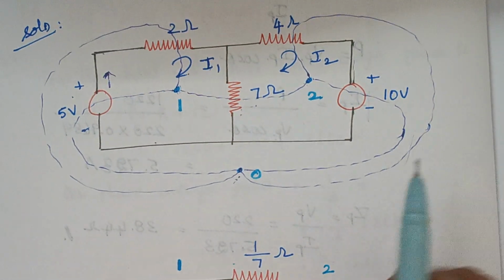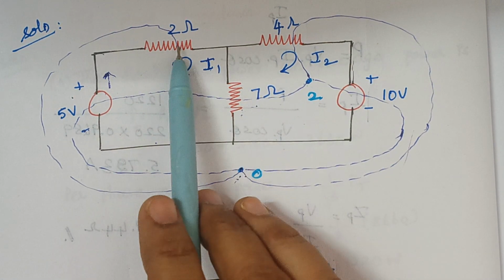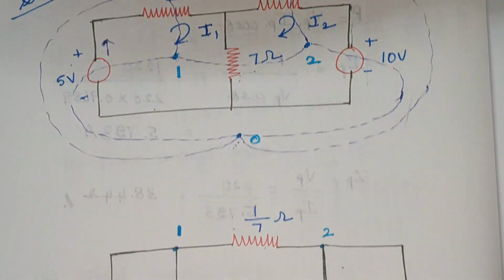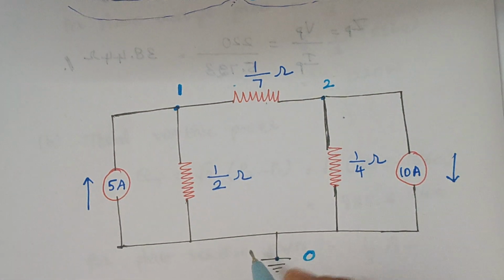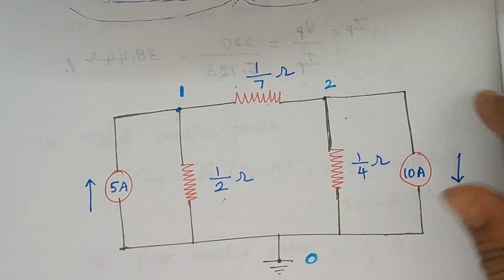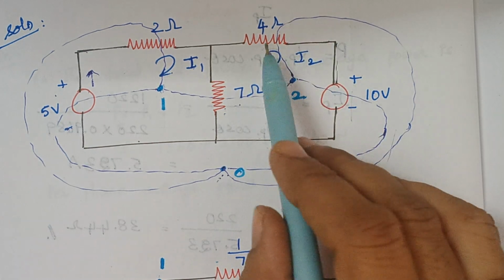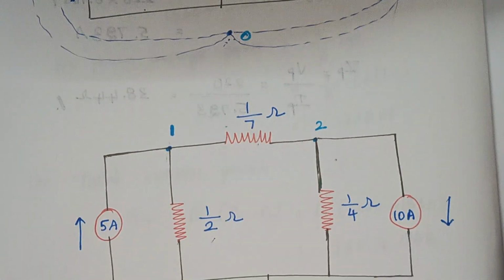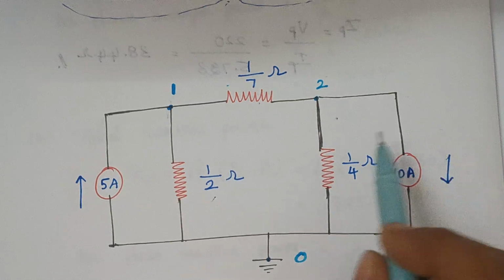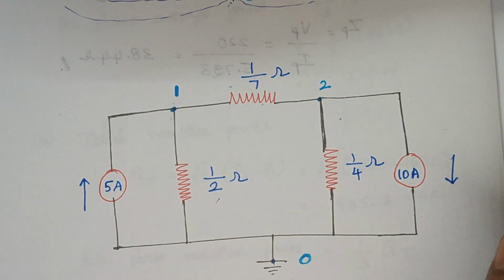Again, between 1 and 0, we have 2 ohm, which is represented as 1 by 2. Again, between dot 2 and 0, we have a 4 ohm. So it is represented as 1 by 4, which is connected between dot 2 and dot 0.